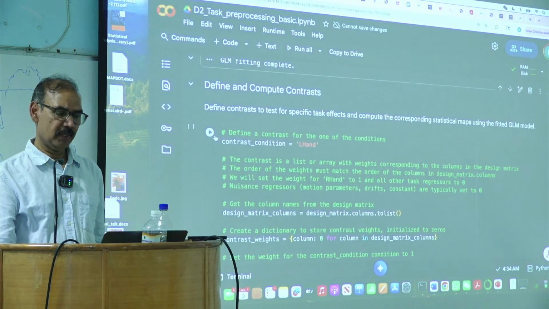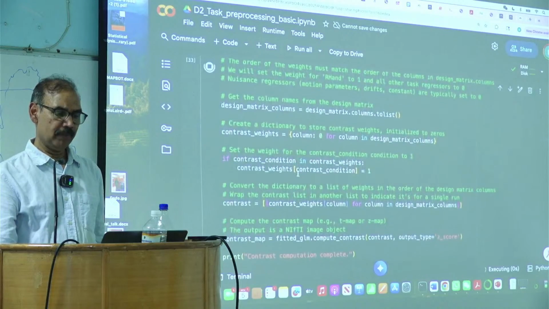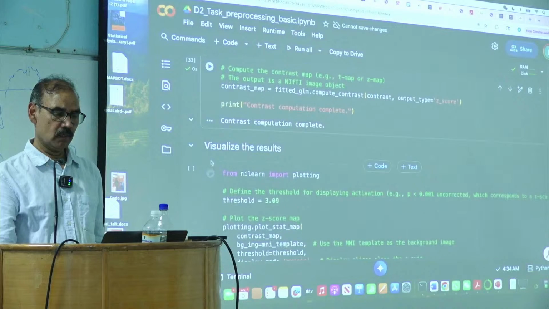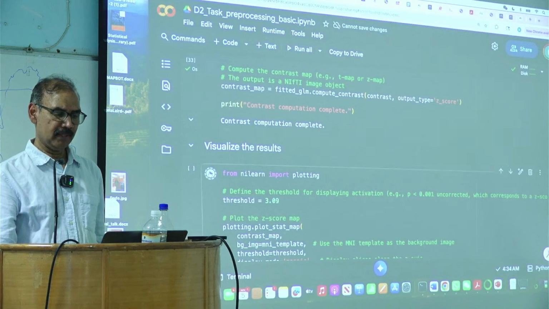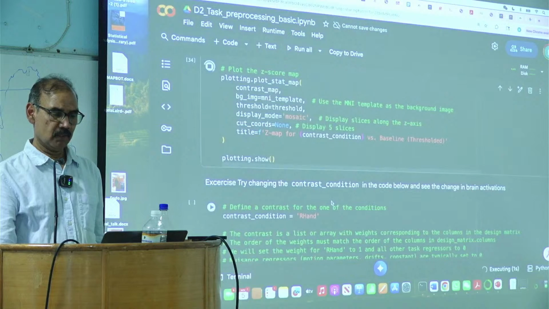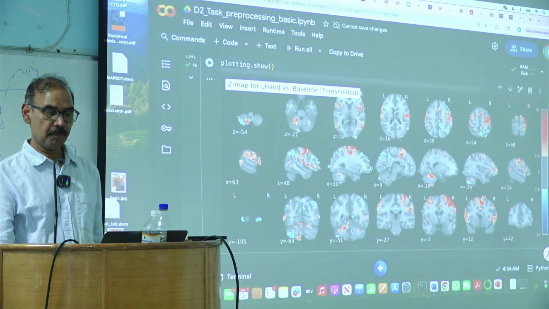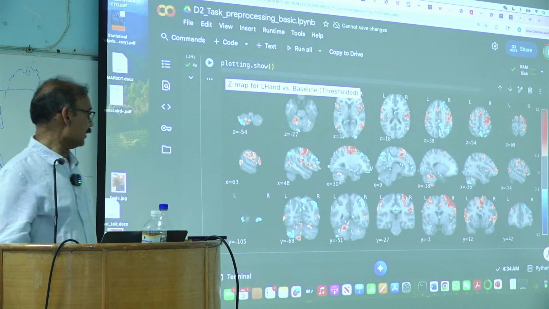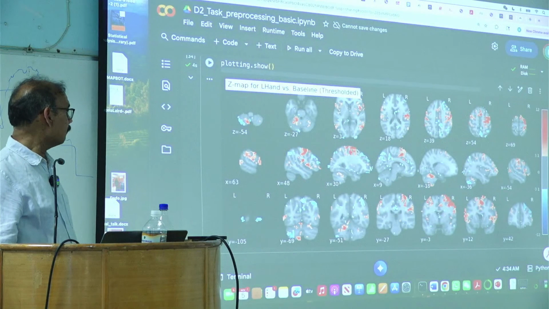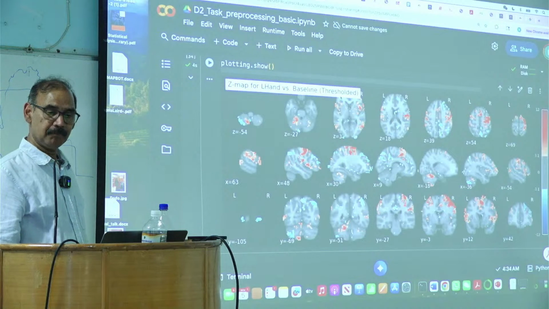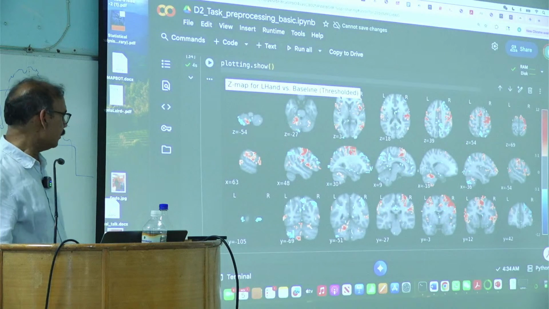So that is done. Now we are to build the contrast, and then is the visualization, right? So this is how the results look like. This is left hand versus baseline, right?